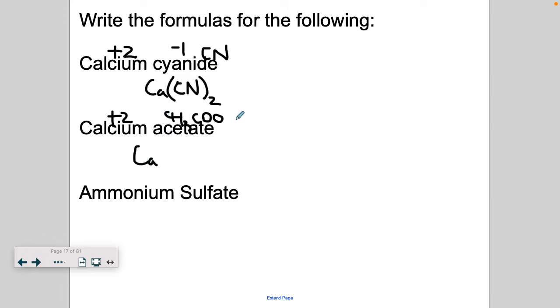All right, +2, -1 charge. How many acetates am I going to need? Two. So I'm just going to put my parentheses. Good question, valid question. You could put the 2 down there. I'm not going to mark it wrong. You'll see acetate in different forms, like simplified. Yeah, I've seen it that way too.